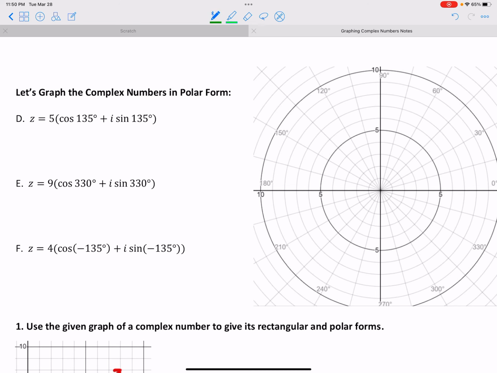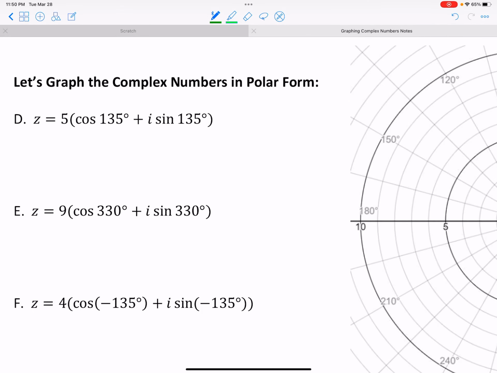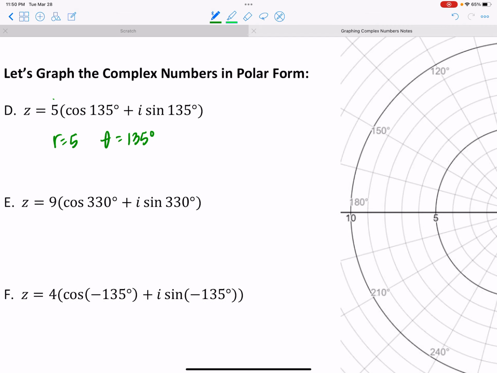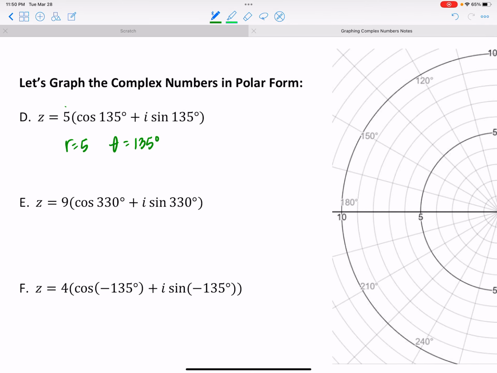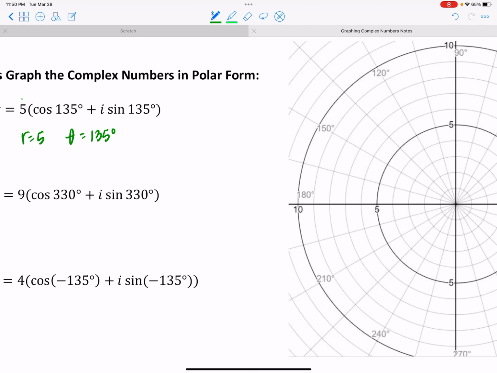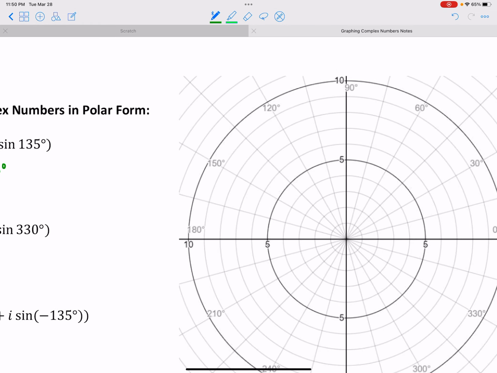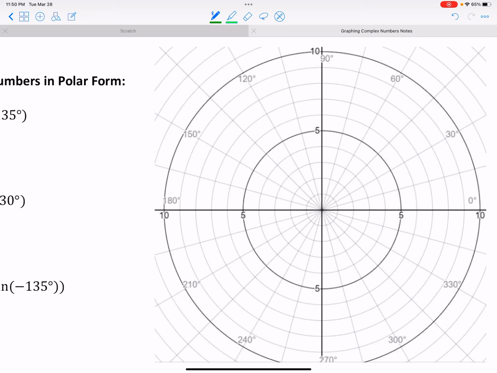So this is the polar form of my complex number. In the polar plane, when I go to graph, again, I need to know the radius right here. So I know my radius is going to be 5, and I need to know my angle. Again, that's given to me as 135 degrees. So I'm going to graph this complex number at an angle of 135 degrees with a radius of 5. 135 is here. Radius of 5 is here. So again, we're at an angle of 135 degrees, but we only want to go out to a radius of 5.